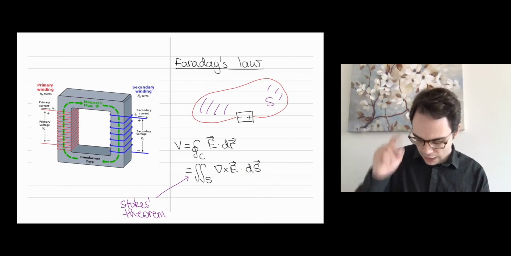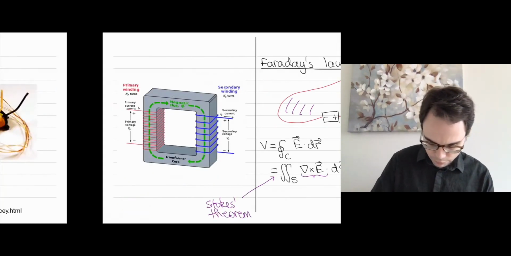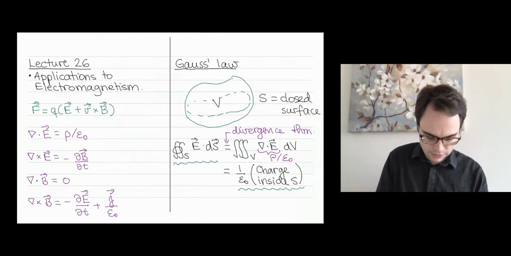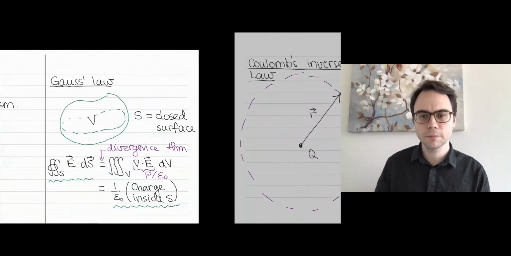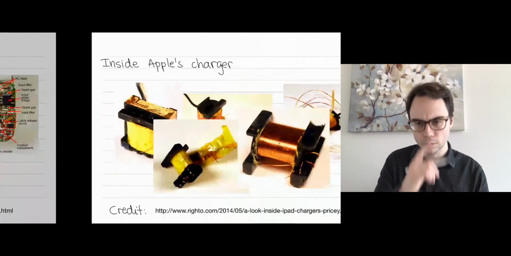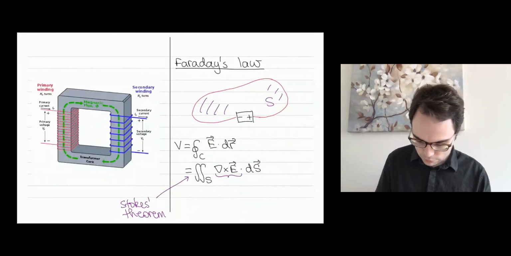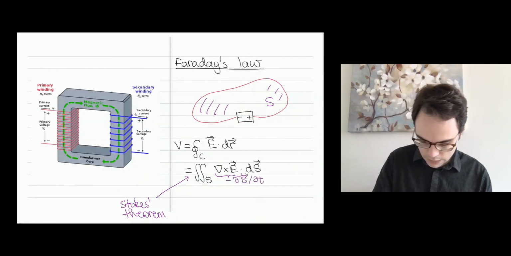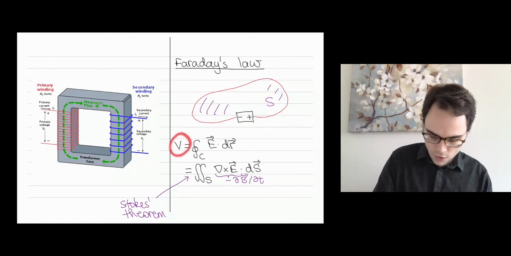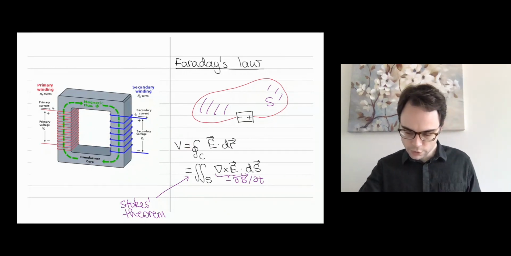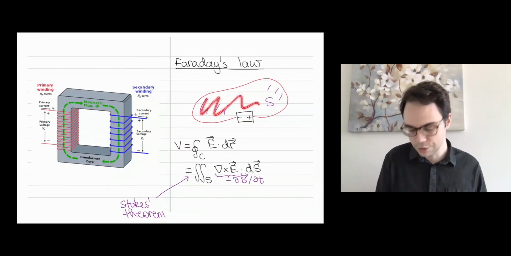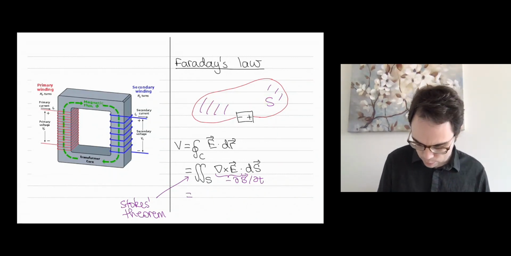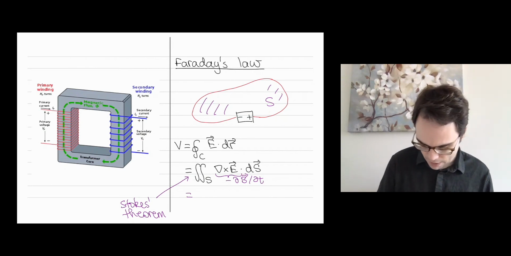Now, using the second of Maxwell's equations that I wrote before, let me remind myself what that equation was. It said that the curl of E is minus dB/dt. So if I integrate minus dB/dt, I get V. Here's what I'm going to do. I'm going to assume that this surface is not changing with time. The wire is sitting still. Then I can bring out the derivative and the minus sign.